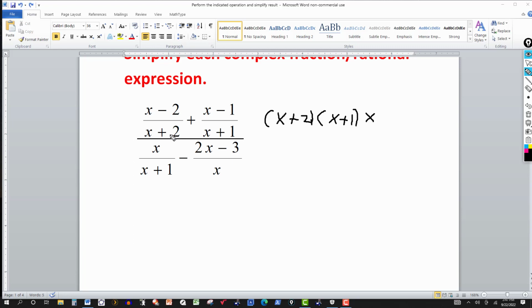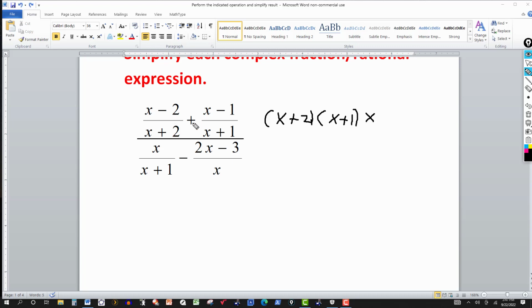The LCD has to have all the factors that appear in these denominators the maximum number of times. So x plus 2 only appears once, so I only put it once. Now, had this been x plus 2 squared, then I would have an x plus 2 squared here. But it's x plus 2 once, x plus 1 appears once. I already have it here, and then the x. And then you go through and multiply.